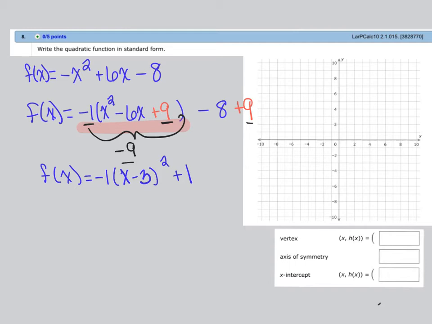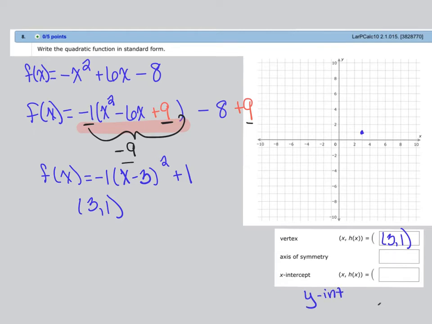The x minus 3 squared plus 1. Okay, what's my vertex? 3, 1. Good, and excellent. So I'm going to put my vertex right there. 3, 1. Okay, what is my y-intercept?